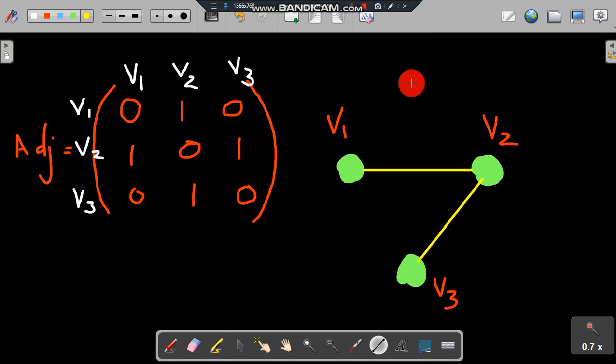So this is the way we can draw a graph on the basis of this adjacency matrix. If the graphs are given, we must be able to make the matrices, and if the adjacency matrices are given to us, we must be able to draw the graph corresponding to them.